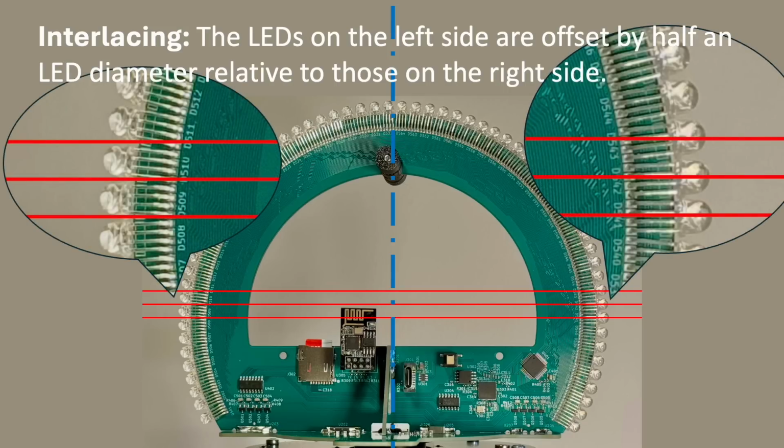You can see in the close-up the horizontal lines on the left side fall between the LEDs, while on the right side they hit exactly the center of each LED. This concludes the discussion of the mechanical setup of the device.